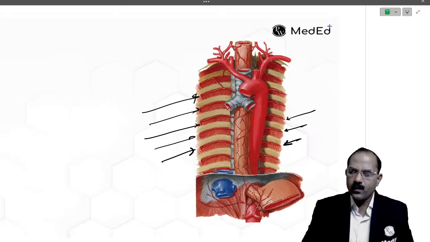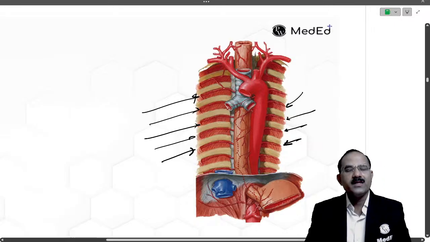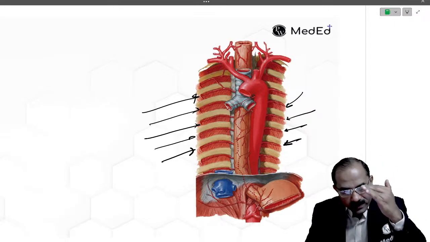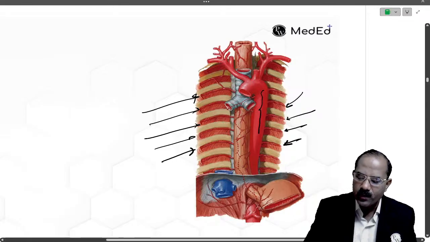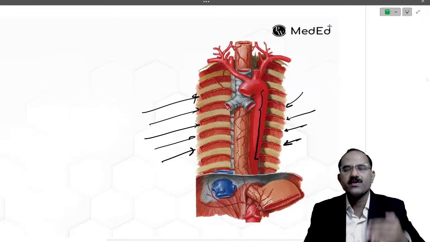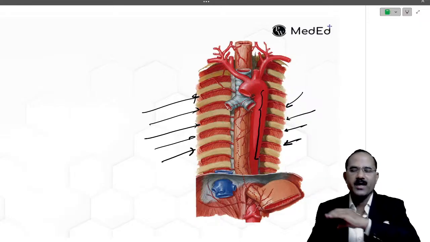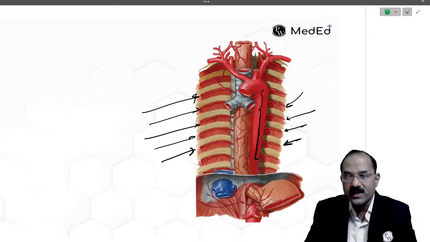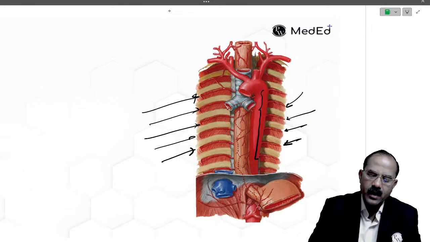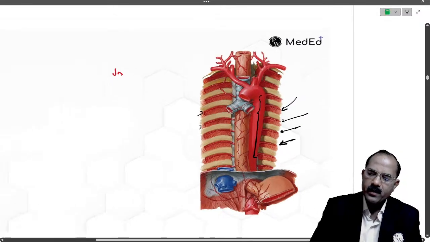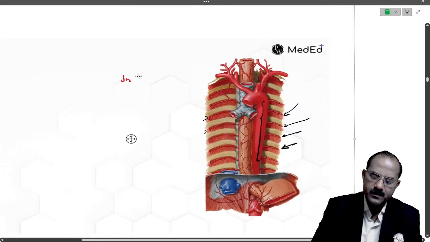Now, what are these? These are the posterior intercostal arteries. And these posterior intercostal arteries in the lower spaces are branches of what artery? In the lower spaces, these are branches of the descending thoracic aorta. In the upper 2 spaces, it is different. Try to understand this.